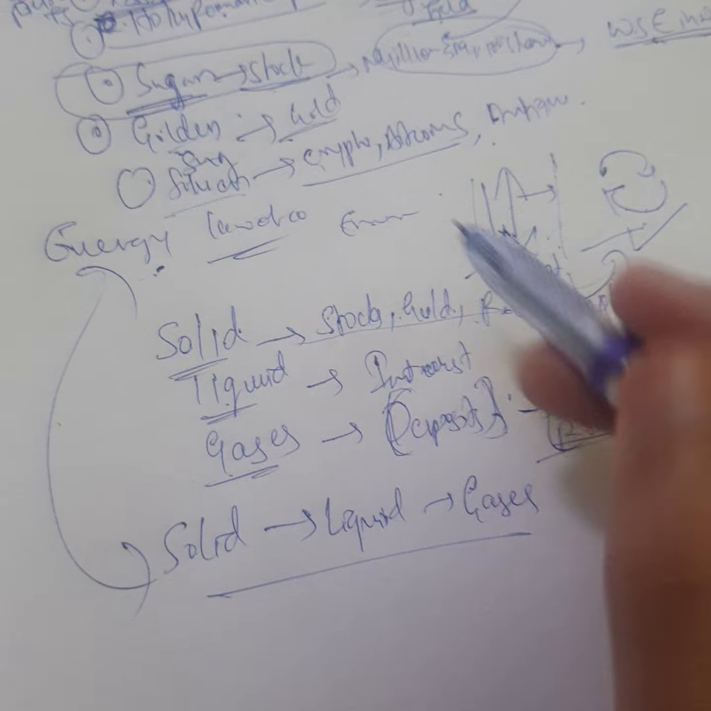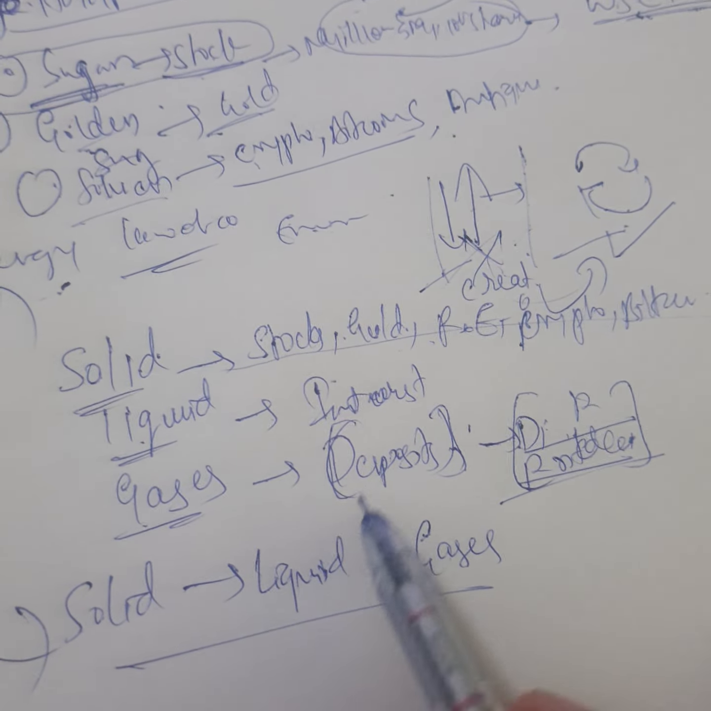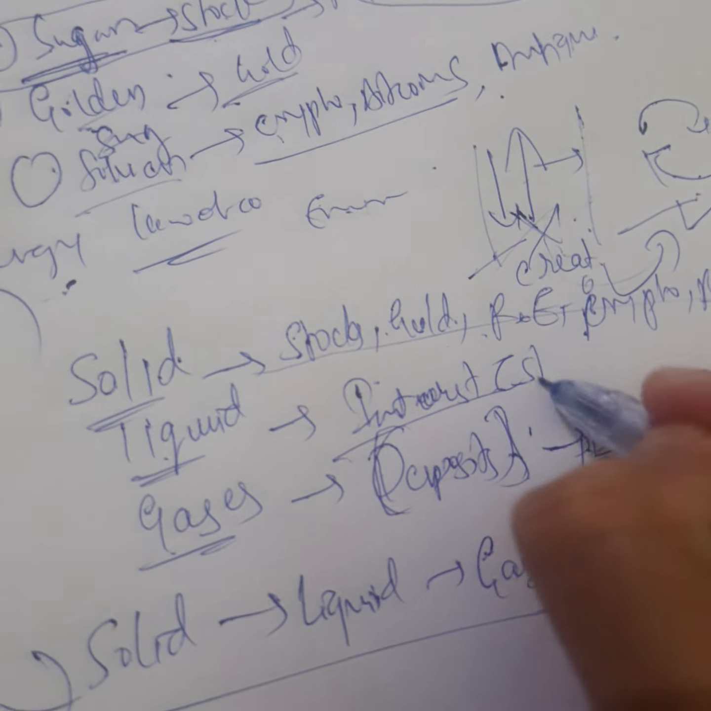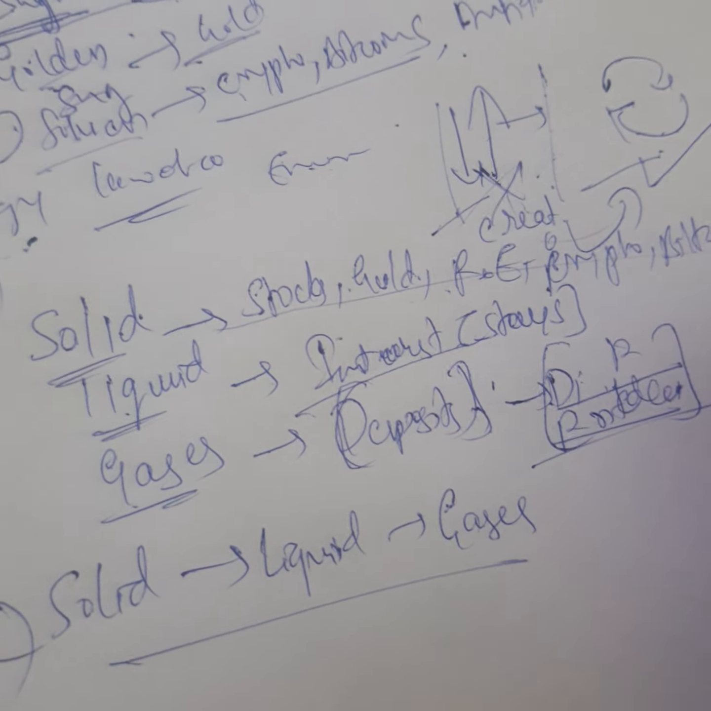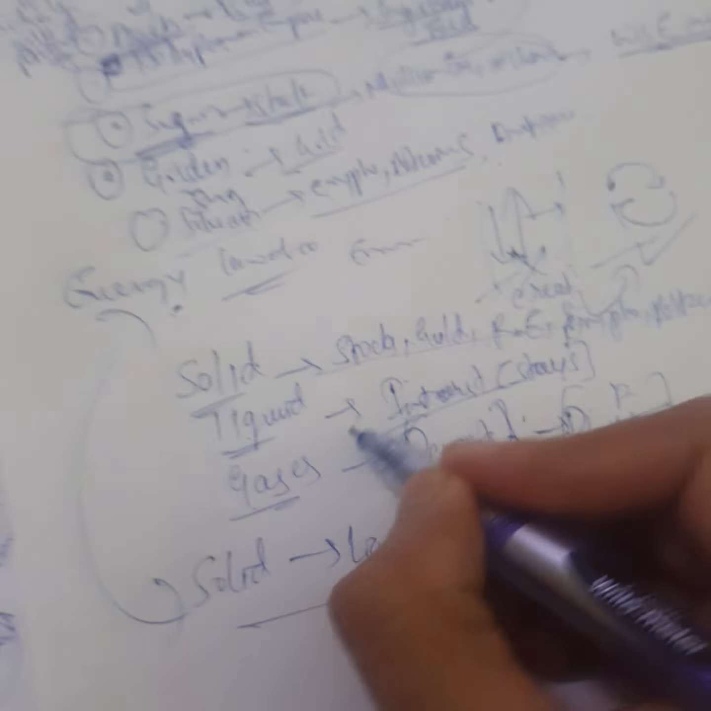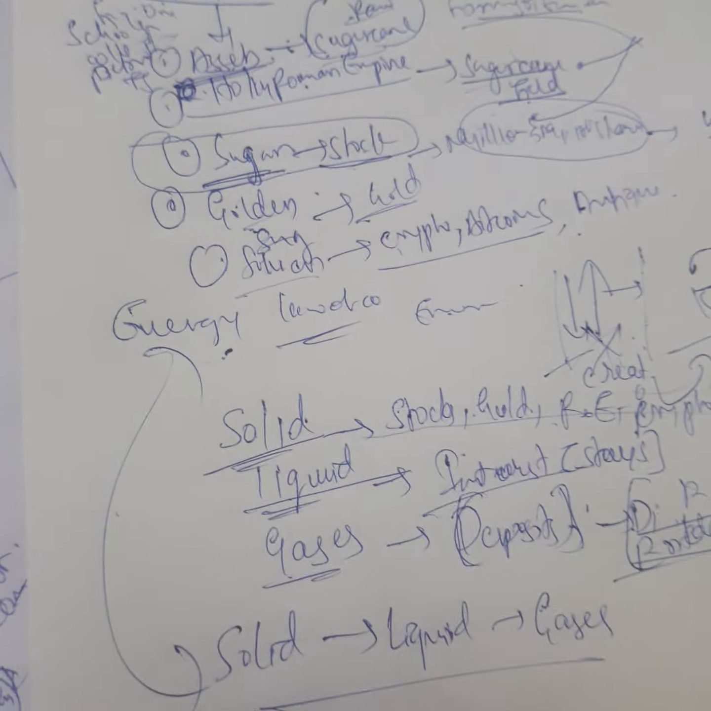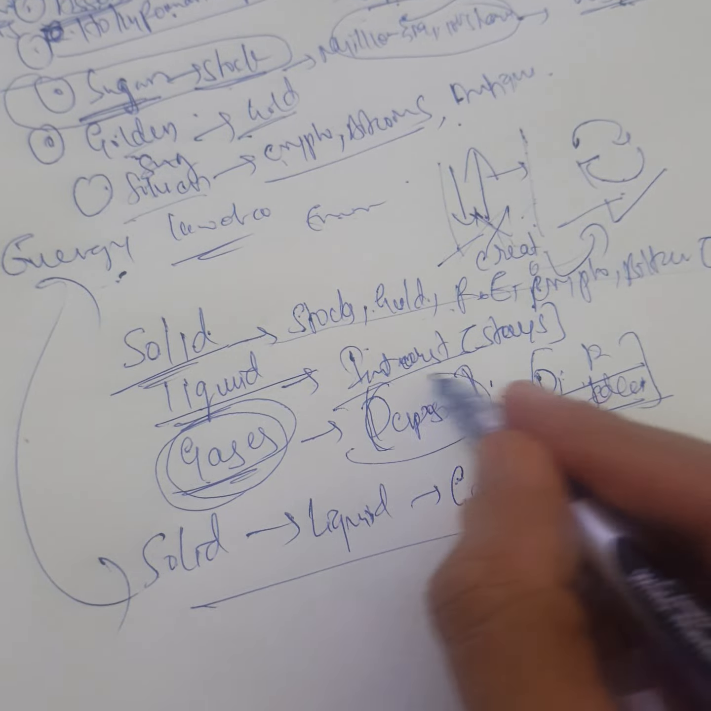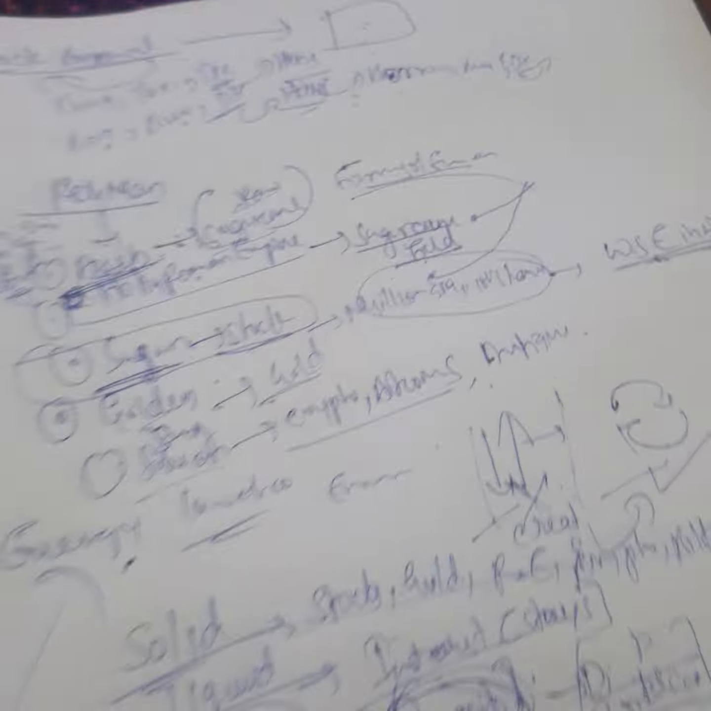The solid, liquid, gases, stocks, gold, real estate. The liquid stays with the bank. This one stays, this one stays, this one also stays. Remember, the liquid stays, the solid stays, but the gases can evaporate at any point of time. Means you can take out your deposits at any point of time.